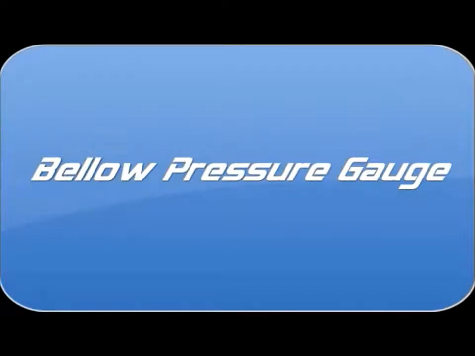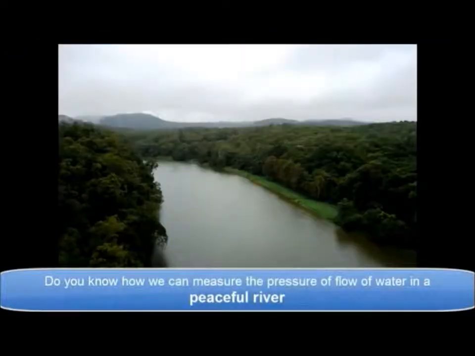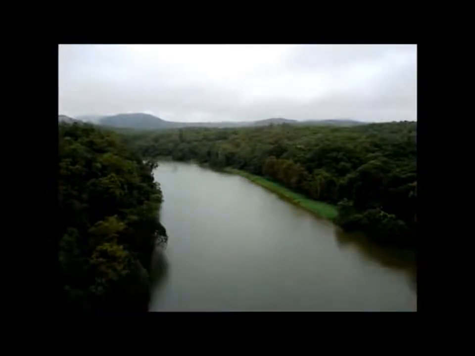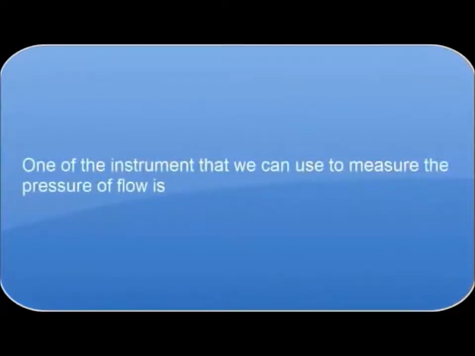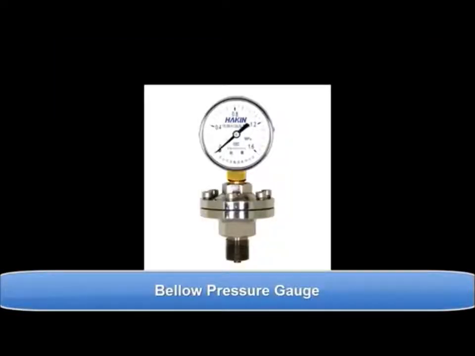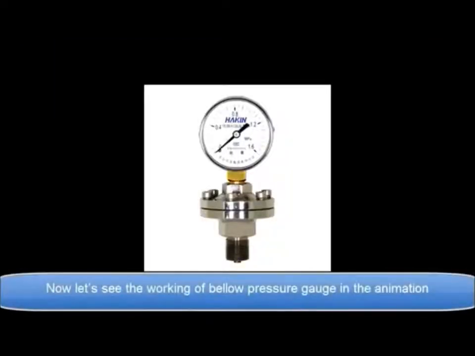Bellow pressure gauge. Do you know how we can measure the pressure of flow of water in a peaceful river? Actually, there are many instruments by which we can measure the pressure of flow. One of the instruments that we can use to measure the pressure of flow is bellow pressure gauge. Now let's see the working of bellow pressure gauge in the animation.